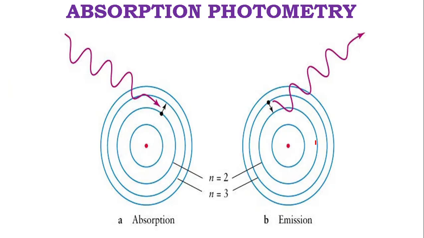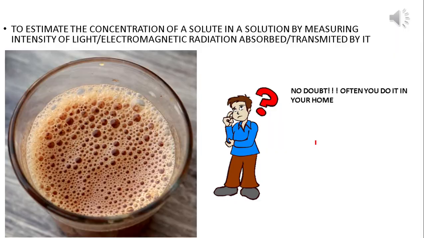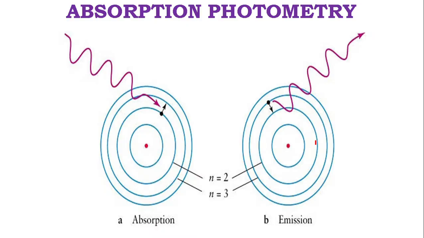Absorption photometry. This is a technique using which we estimate the concentration of a solute in a solution using the color of the solution. As the color of the solution increases, it absorbs more light. Accordingly, the amount of light transmitted by it decreases, and these changes in light intensity are measured using a machine.